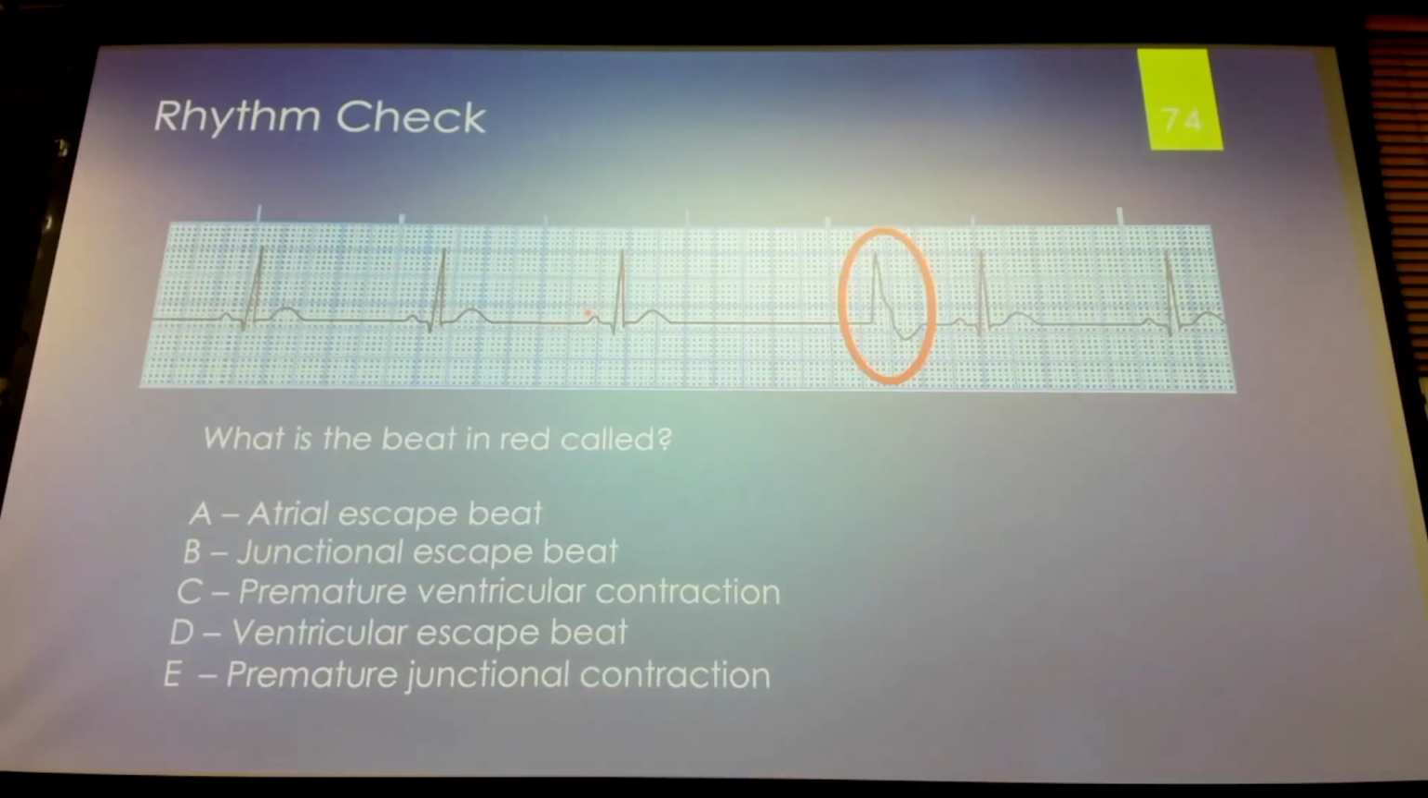And what is in red? What would we say that beat is? Is it occurring earlier or later? It occurs later. Wide or narrow? Wide. So, ventricular escape beat. Ventricular escape beat. And then we go back to our normal sinus rhythm.